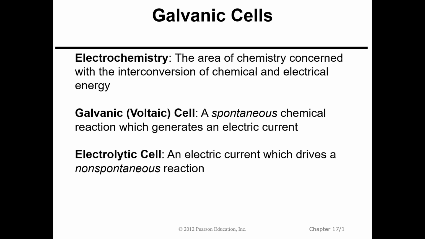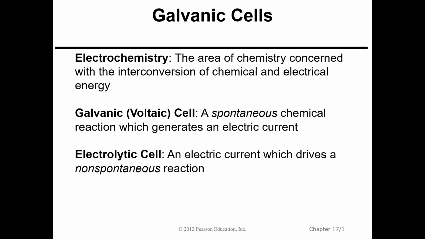So in electrochemistry, we're often concerned with different types of cells and the reactions that happen in those. Two that we're specifically going to talk about are the galvanic cell and the electrolytic cell. The galvanic cell is also called a voltaic cell. It's a type of cell in which we have a spontaneous chemical reaction. So the key word here is spontaneous. This isn't something that we're forcing to happen. It occurs on its own. A spontaneous chemical reaction which generates an electrical current.